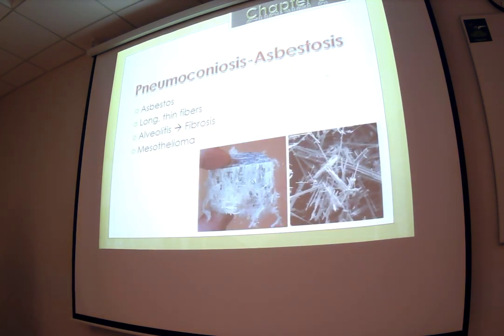Asbestosis is caused, as it says, by asbestos. Asbestos fibers, you can see in these pictures here, are very long and thin. Once they get in, they'll lead to alveolitis and then fibrosis. And asbestosis can also then lead to mesothelioma.